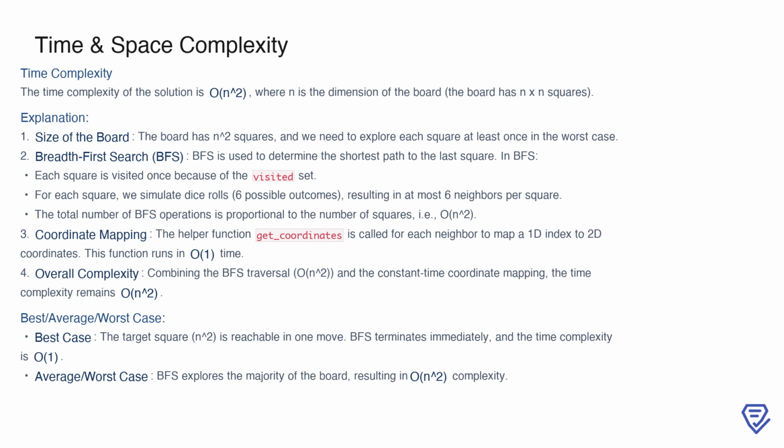In the best case, where the target square is reachable in a single move, BFS terminates almost immediately, leading to an O(1) time complexity. However, in both average and worst-case scenarios, the majority of the board needs to be explored, resulting in n squared time complexity.